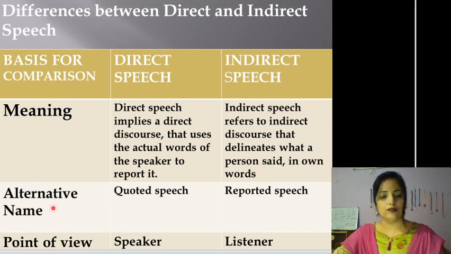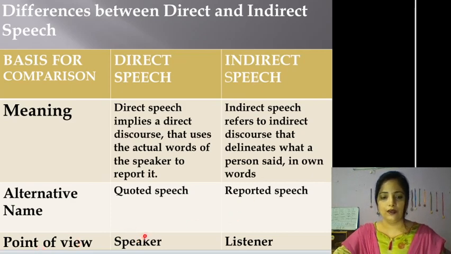Second point of comparison, alternative name. Direct speech is also known as quoted speech. That is why we always see double inverted commas around any dialogue. Whereas indirect speech, we all know, can also be called reported speech.